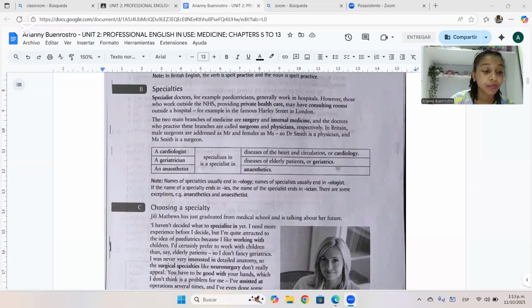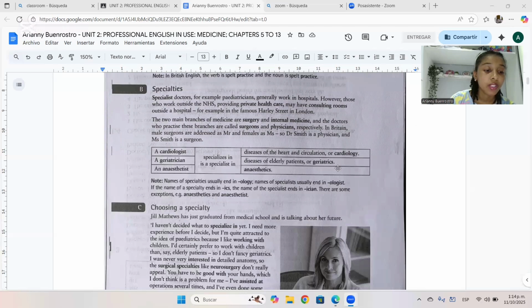Part B. Specialties. Specialist doctors, for example pediatricians, generally work in hospitals. However, those who work outside the NHS, providing private healthcare, may have consulting rooms outside a hospital, for example in the famous Harley Street in London. The two main branches of medicine are surgery and internal medicine, and the doctors who practice these branches are called surgeons and physicians, respectively.